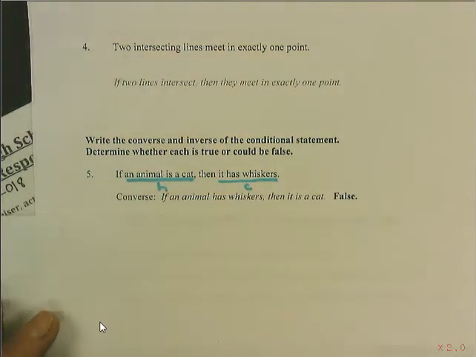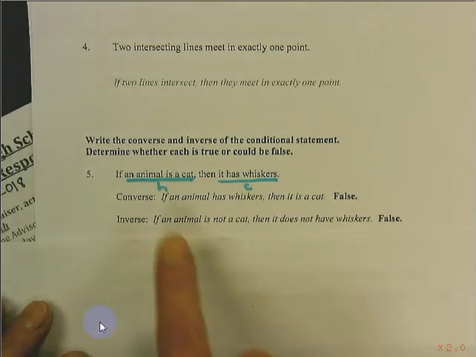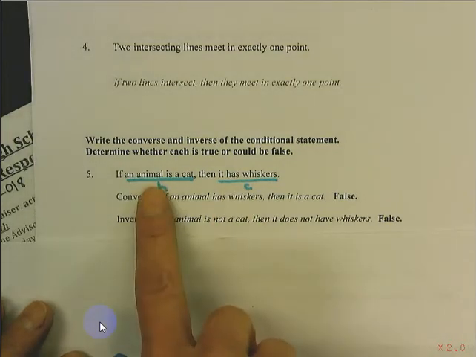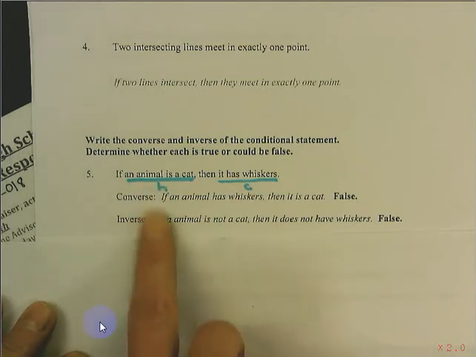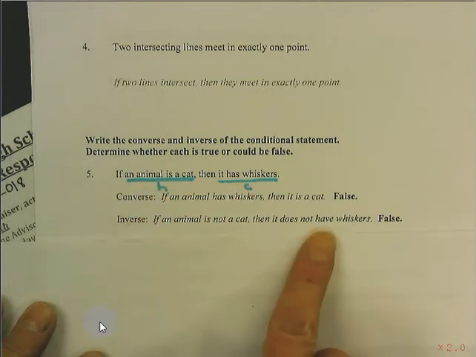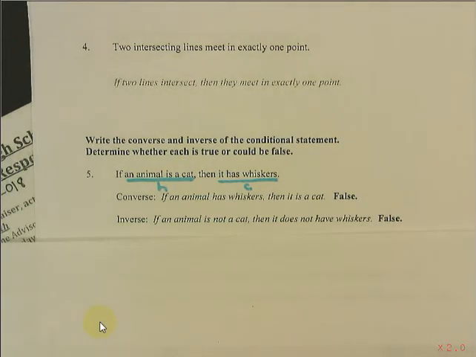Now the inverse keeps the conditional in the same order, but we're just going to negate, or add a not to, the statement. So, if an animal is not a cat, then it does not have whiskers. Once again, that's false because it could be any other animal and still have whiskers. So in that case, both the converse and the inverse were false.